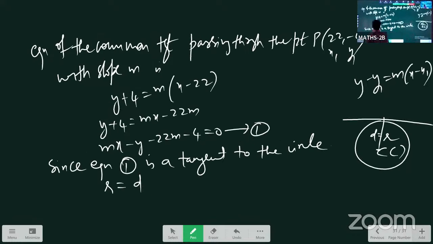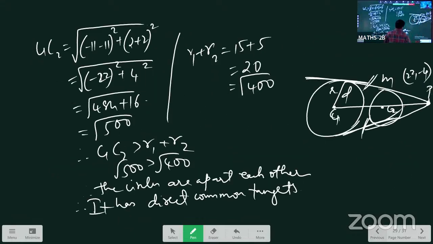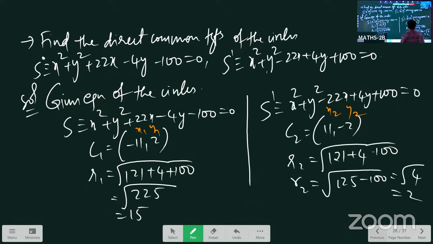Right. So r equal to d. So in this case, what is r? R is nothing but 5. Whether you take the first circle or the second circle is your wish. Here I'm going to take the first circle. R is equal to 5. See here once. What is the second circle?